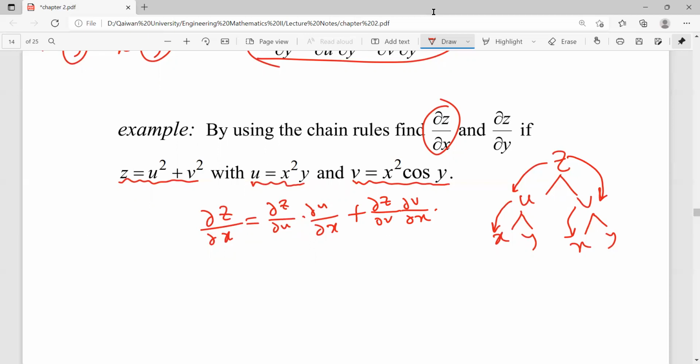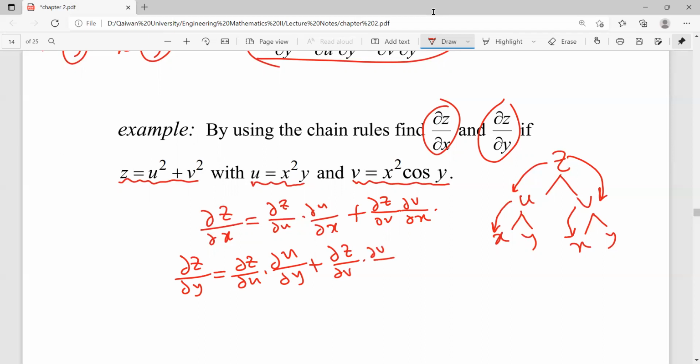Okay. This is the chain rule for partial z by partial x. How about the chain rule for partial z by partial y? We say partial z by partial y equals what? Tell me. How to get y? You can get y from u and v. So you say partial z by partial u times partial u by partial y plus partial z by partial v times partial v by partial y. That's all. Okay. These are the chain rules for partial z by partial x and partial z by partial y.